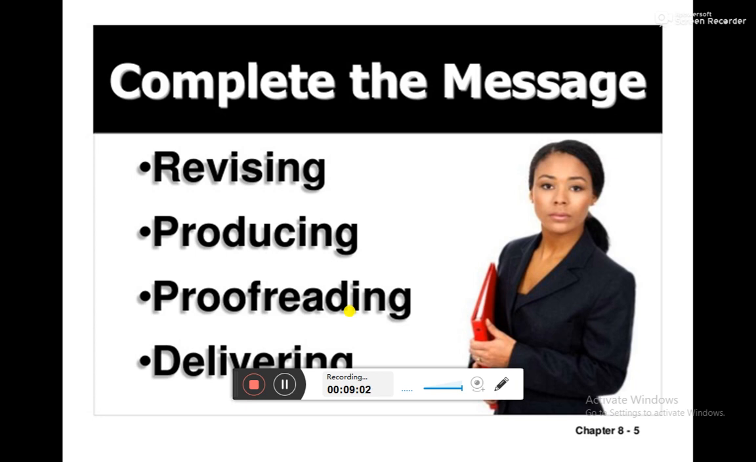So finally, be sure to deliver messages promptly. Withholding or delaying bad news can be unethical, and it can even be illegal.